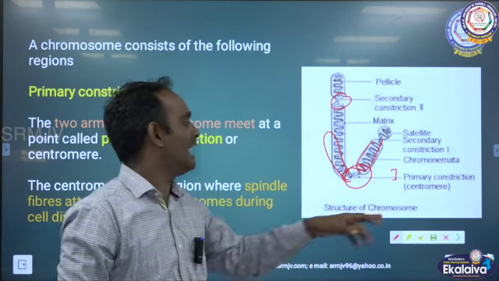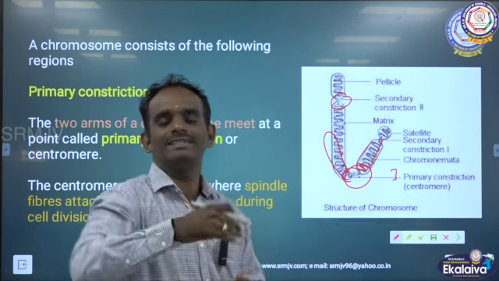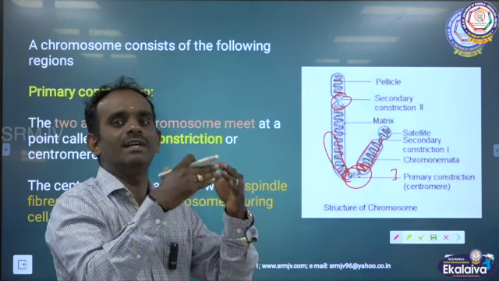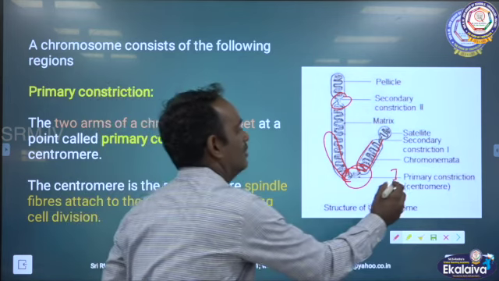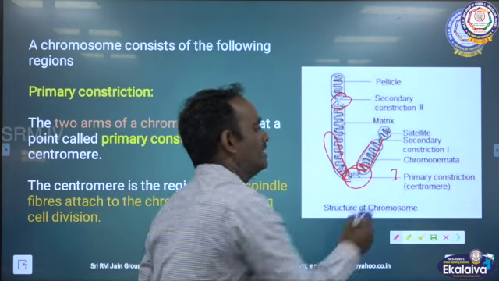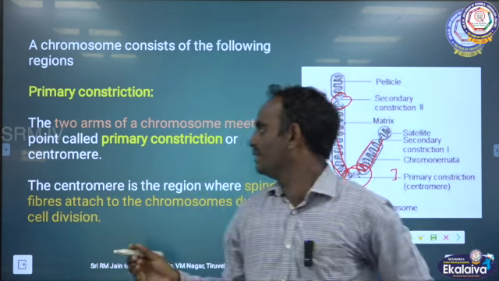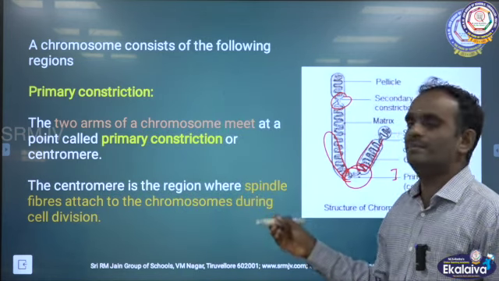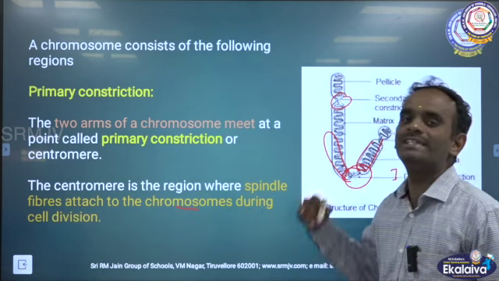It is also called as centromere. As I said earlier, the two chromatids are connected by centromere. So primary constriction is also called as centromere. The centromere is the region where the spindle fibers attach to the chromosome during cell division.